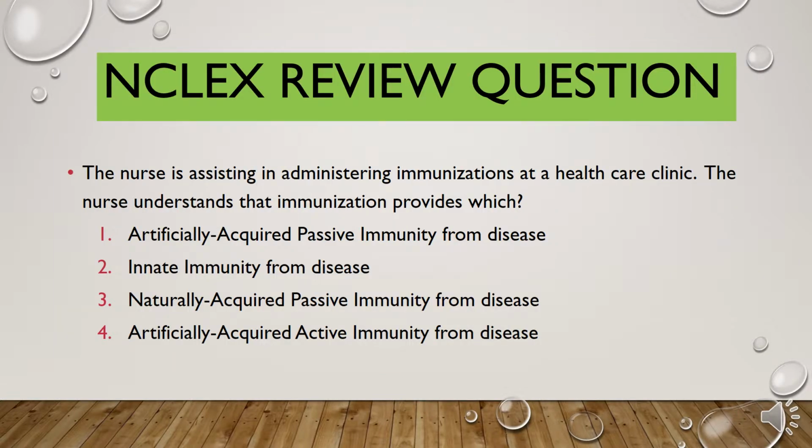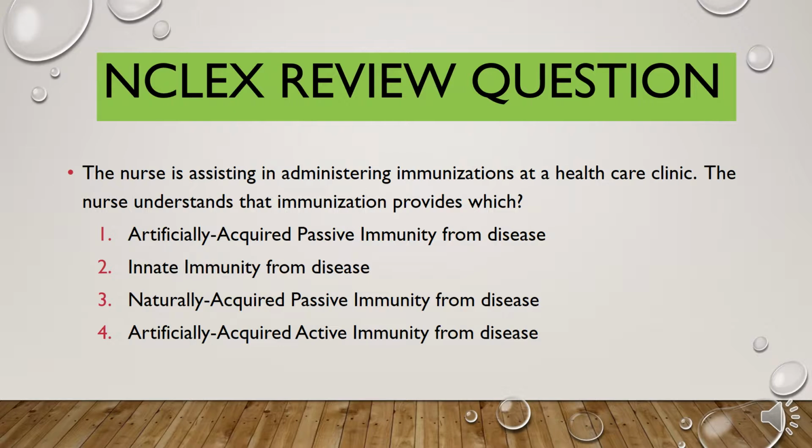So looking at an NCLEX review question, the nurse is assisting in administering immunizations at a healthcare clinic. The nurse understands that immunization provides which? And the answer would be number 4, artificially acquired active immunity from disease.